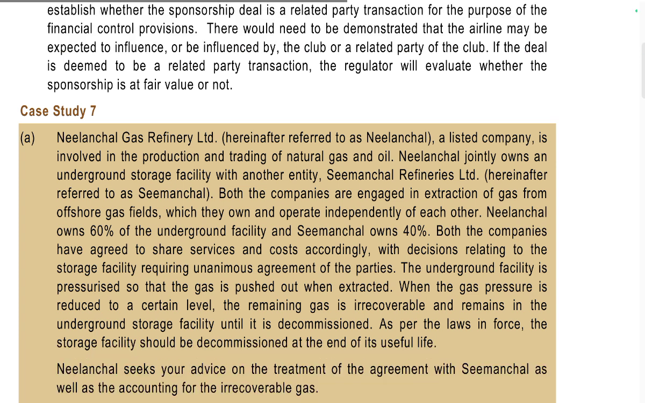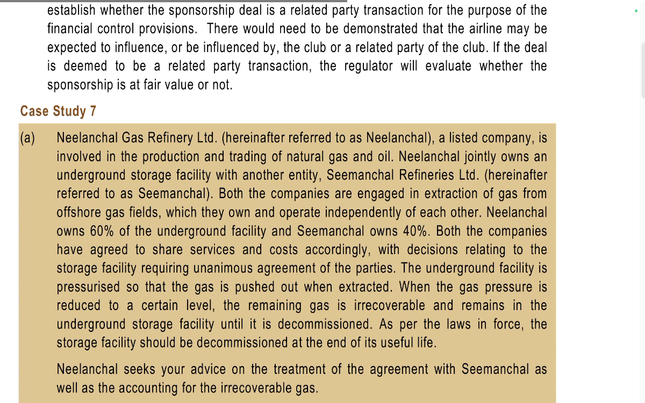Neelachal is involved in the production and trade of natural gas and oil. Neelachal jointly owns an underground storage facility with another entity, Seamanchal Refinery Limited. Both companies engage in extraction of gas from offshore gas fields, which they own and operate independently.